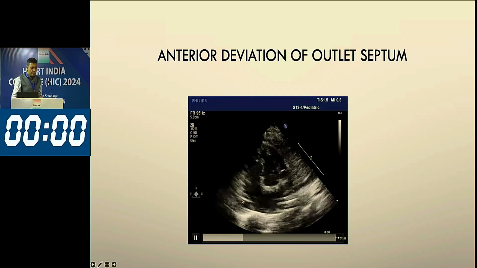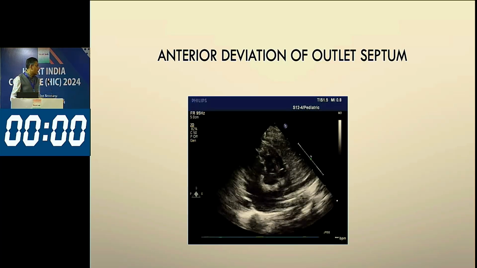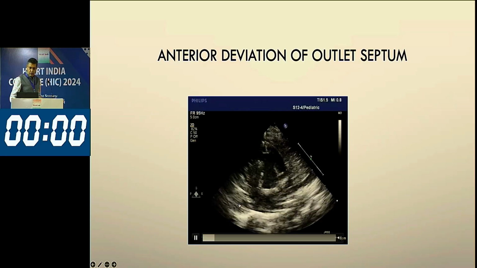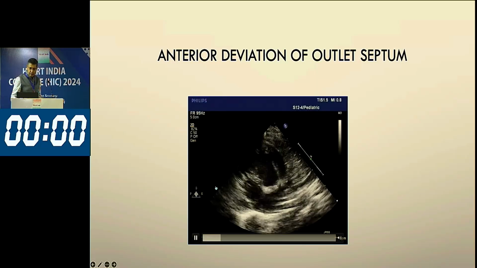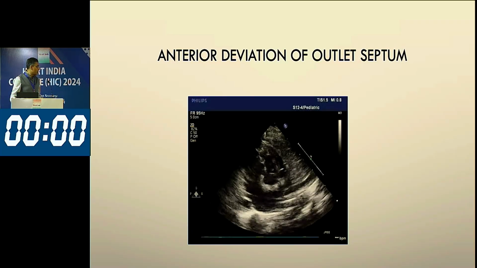So just a video. That's the aorta. Sorry, the loops are not playing well, but you can see this is the anterior deviation of outlet septum. This is the outlet septum here. That's the pulmonary valve, and that is the subpulmonic obstruction here. So that's a hallmark of tetralogy of Fallot.